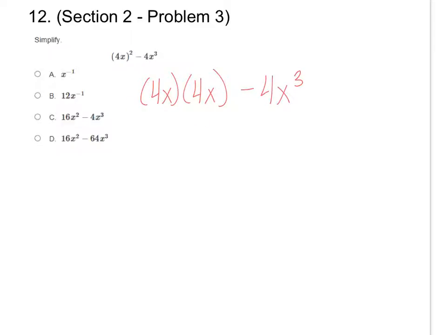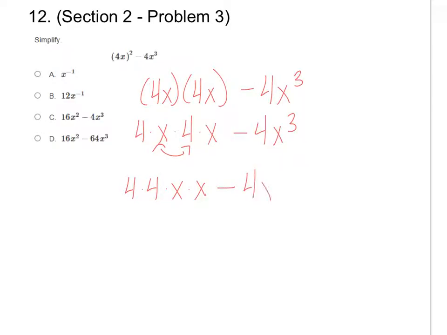If you remember, all we're really doing is multiplying numbers together. I could get rid of the parentheses. This is the same thing as 4 times x times 4 times x. And then I'm still subtracting 4 times x to the third power. And now using the commutative property of multiplication, which means you can multiply numbers in any order, I could switch the 4 and the x. And I could rewrite this again as 4 times 4 times x times x. And then I'm subtracting from that 4 times x to the third power.